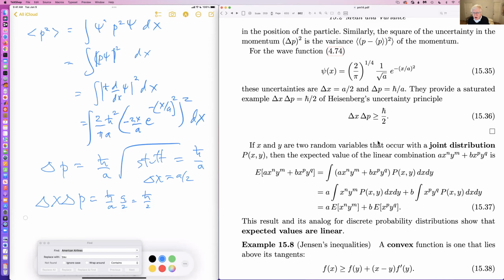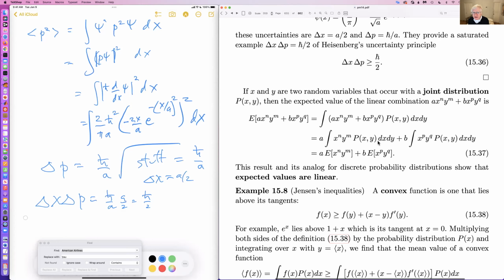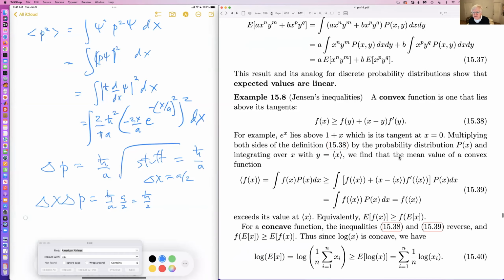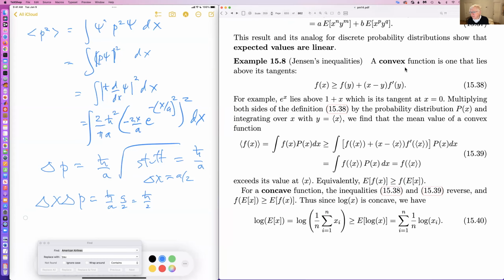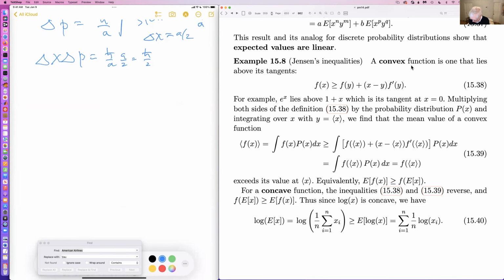If X and Y are two random variables with a joint probability distribution, then the average value of the linear combination is a linear combination of the average values. There's a Jensen inequality here, which is, first of all, what's a convex function? So let me switch maybe to green then. A convex function is one that lies above its tangents. Okay, now let's see if this is convex. Well, here's a tangent.